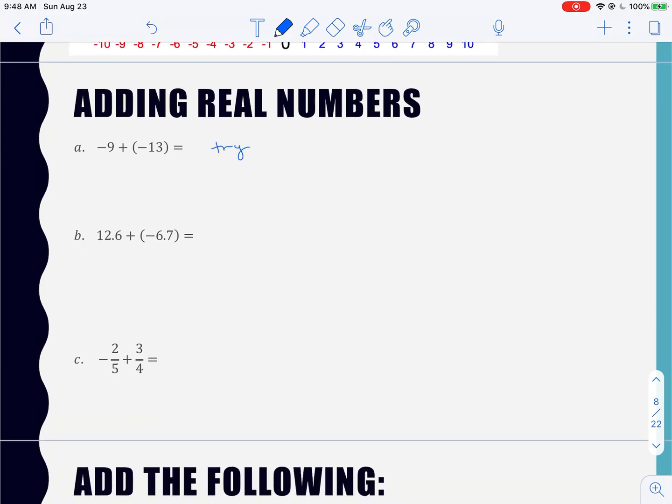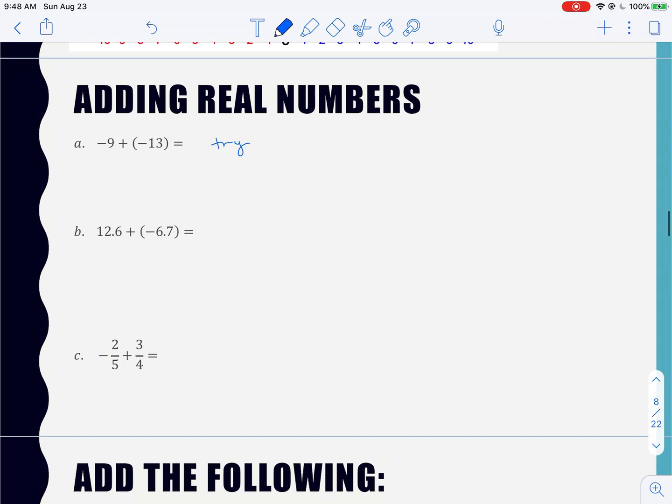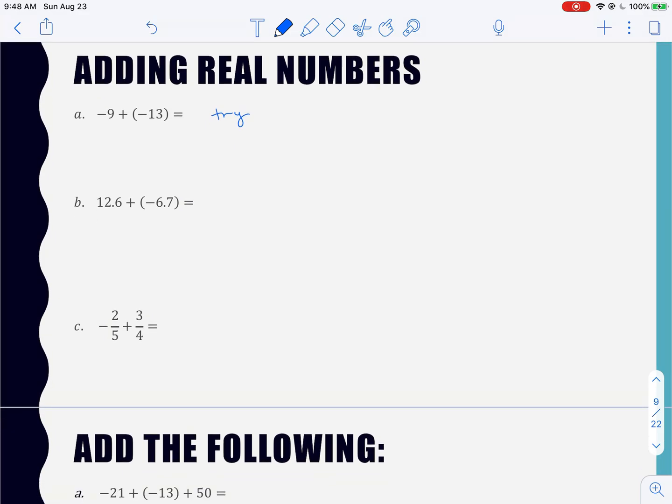Adding real numbers, you guys can try A. For the other 2, 12.6 plus negative 6.7. You can think of this as team positive and team negative, but that's a little bit harder. But remember, a positive times a negative is a negative. So this is the same thing as 12.6 minus 6.7. So 12.6 minus 6.7, and we can just subtract. So this would be 5.9.